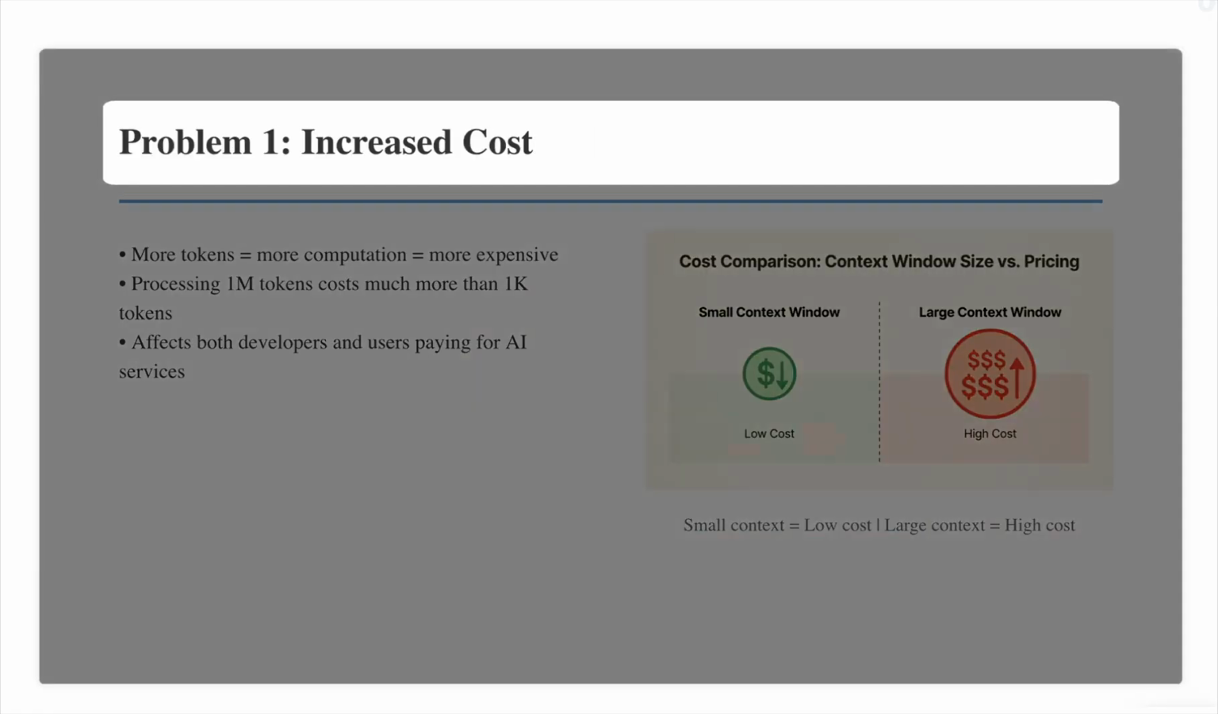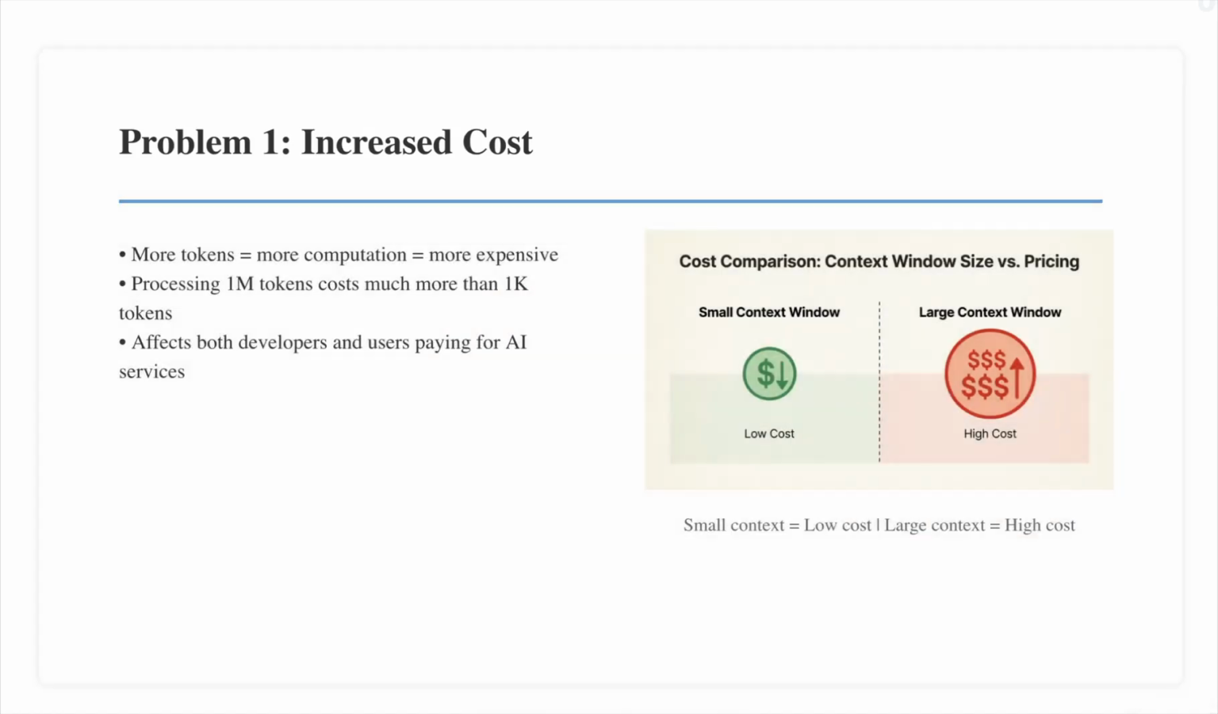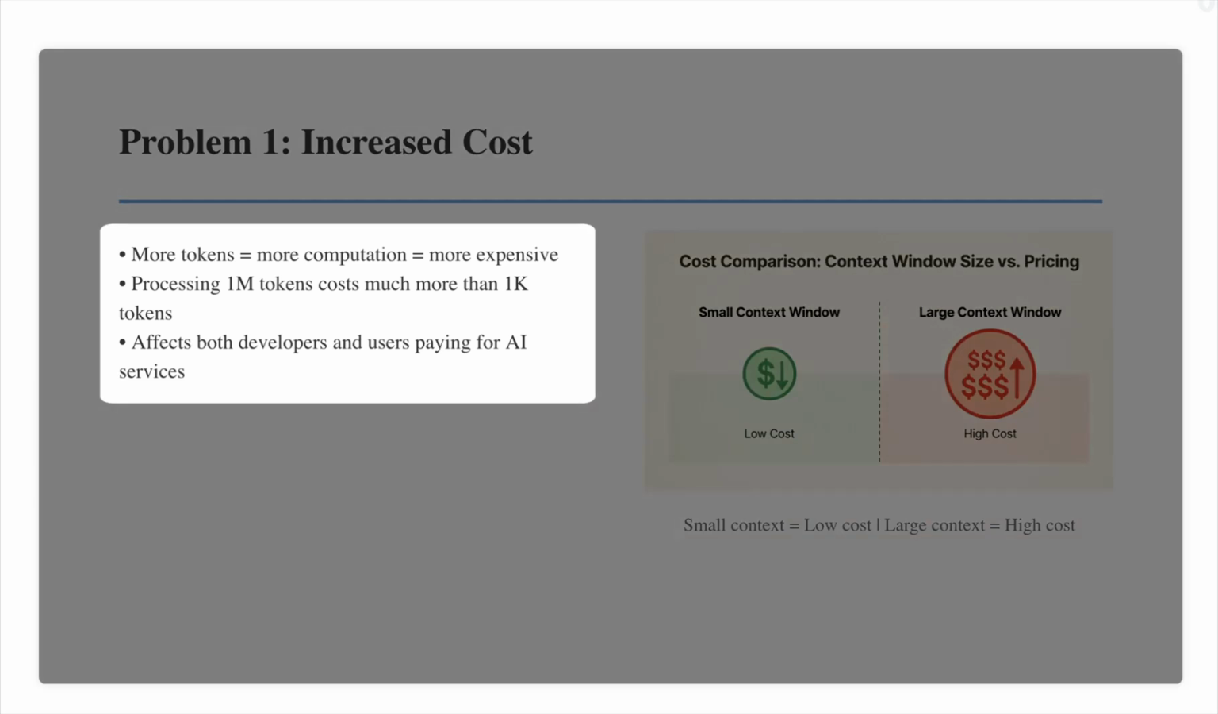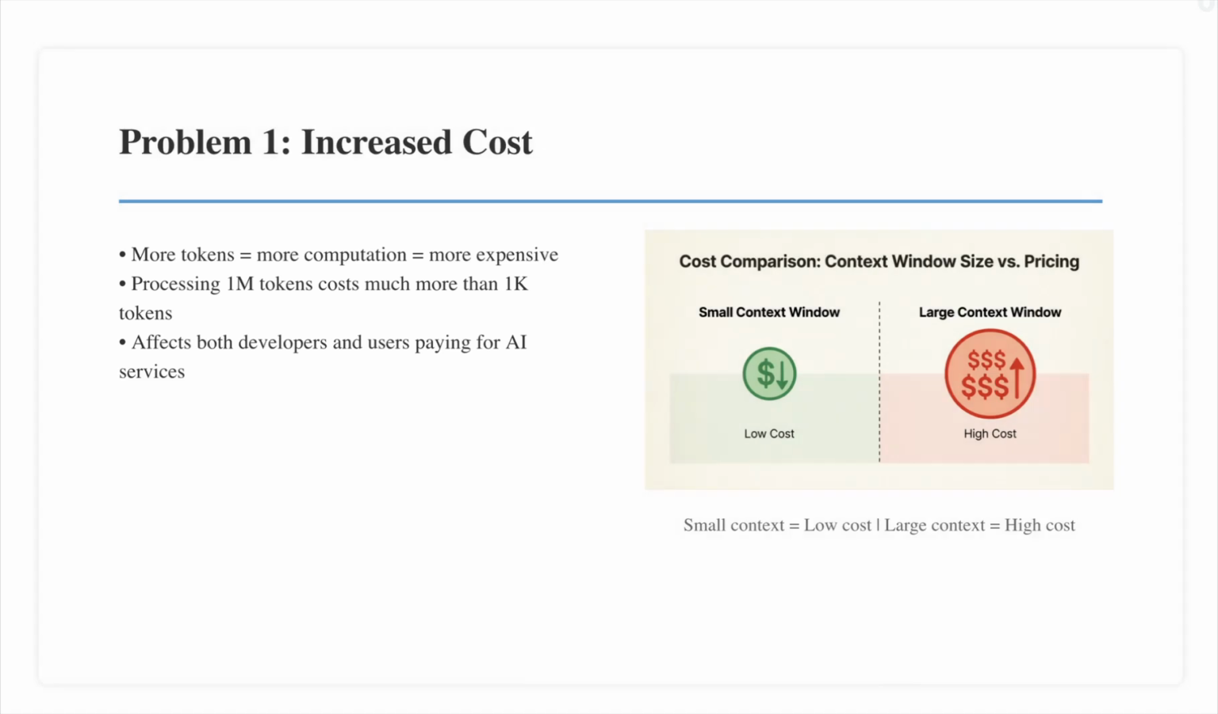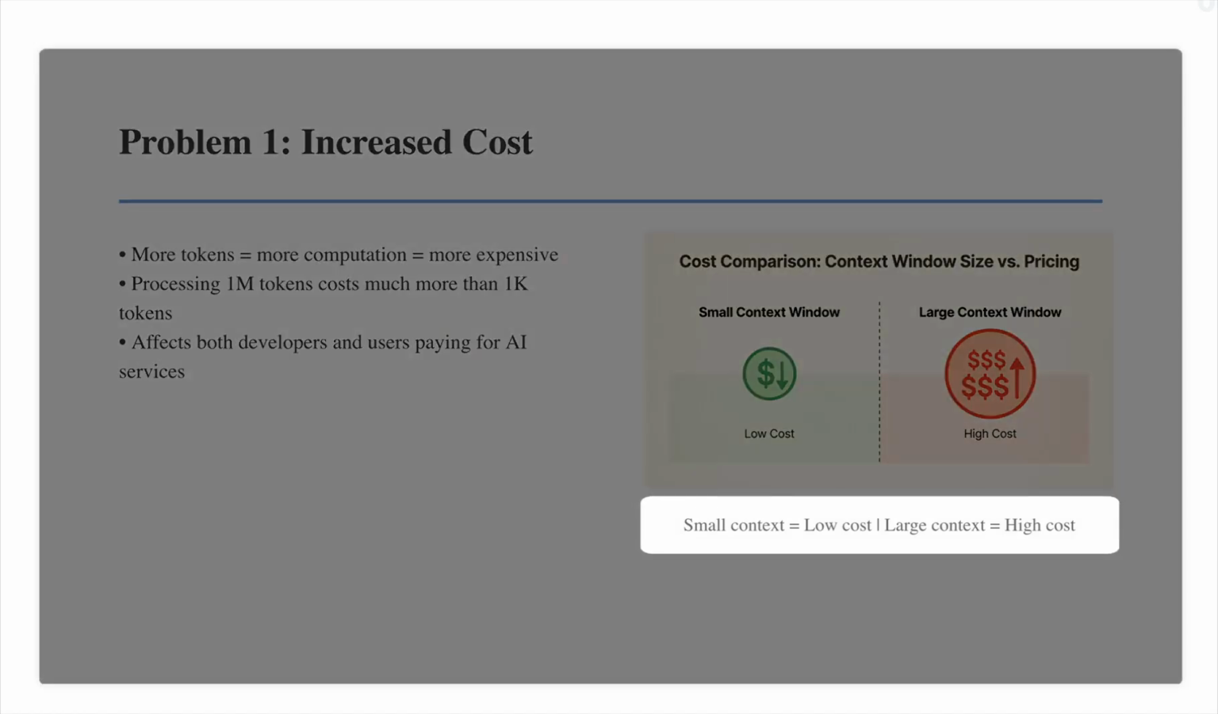Now let's dive into the first challenge with larger context windows: increased costs. Remember how we discussed tokens as the building blocks of AI understanding? Well, here's where things get expensive. Each token requires computation. More tokens mean more work for the AI system. Think of it like printing a book. A 10-page document costs less to print than a 500-page novel. Same principle here.